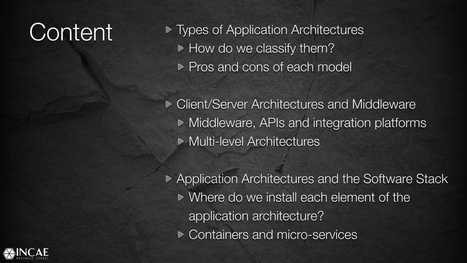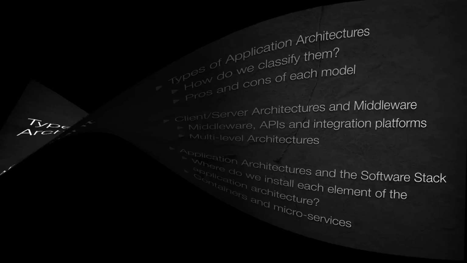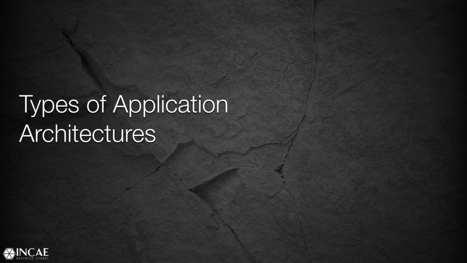Finally, we'll devote quite a bit of time to how these different software elements are installed within different pieces of hardware. We want to clarify what is physical hardware and what is a software application that serves a certain function or service. And towards the end of the video, we'll go into more modern types of architectures, such as those based on containers or microservices. But let's get started with the different types of application architectures.